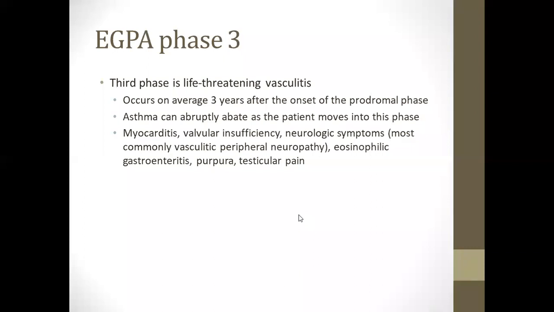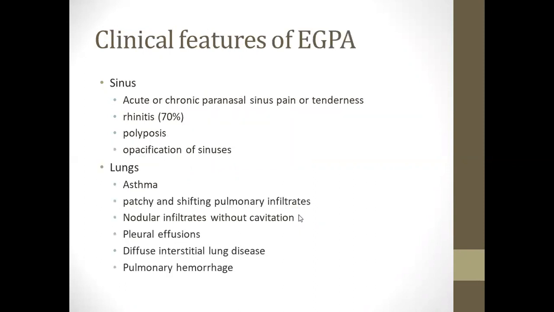Asthma can actually stop as they move into this phase, and they can develop the myocarditis, valvular insufficiency. They have the vasculitic peripheral neuropathies with the mononeuritis multiplex, foot drop, wrist drop, eosinophilic gastroenteritis, purpura, and testicular pain. The other clinical features, they can have the sinus tenderness. We've talked about kind of all the sinus involvement, asthma.